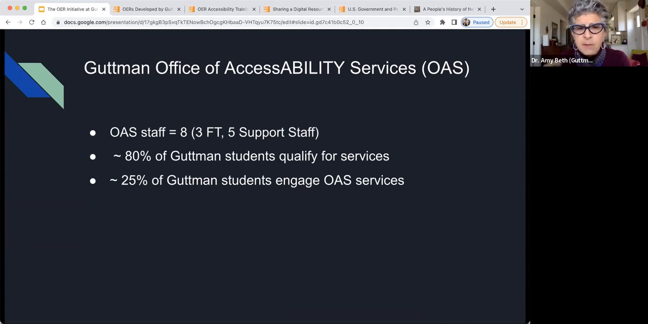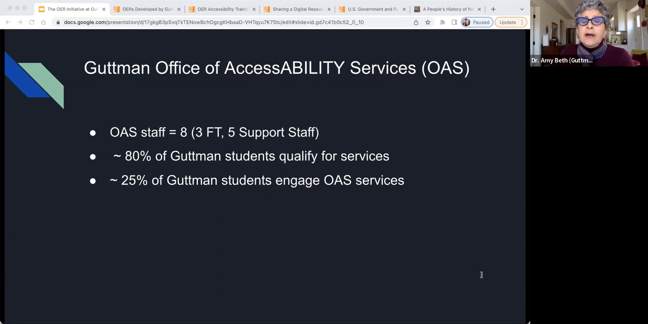When you look at that 80% of Gutman students qualify for services, that's a really high percentage of a whole college. Even though it says 25% of Gutman students engage in OAS services, that's more of a statistic of who is fully registered and utilizing. It doesn't reflect how many of the remaining percentage have a one-off need, lean on us, even though they're not fully enrolling in all of their services.